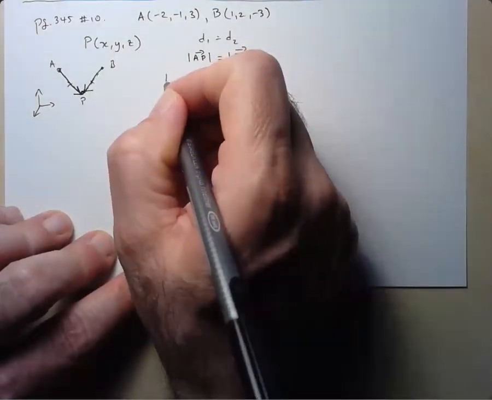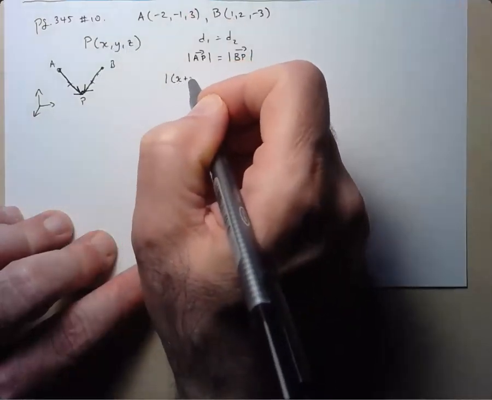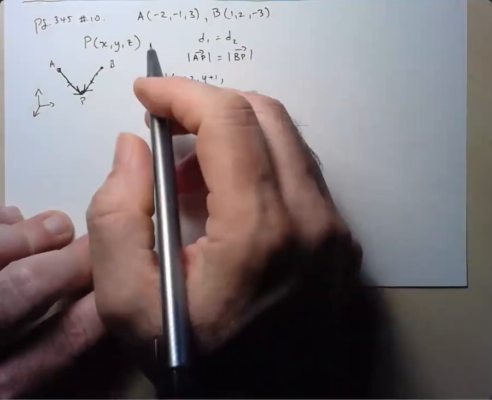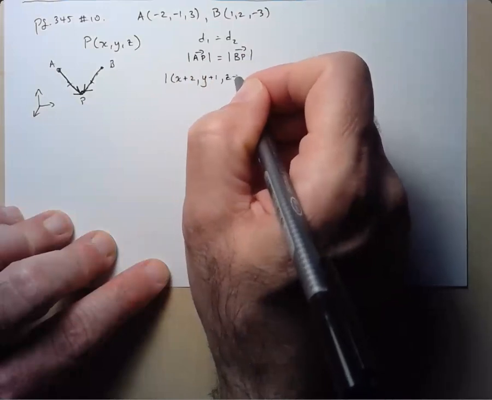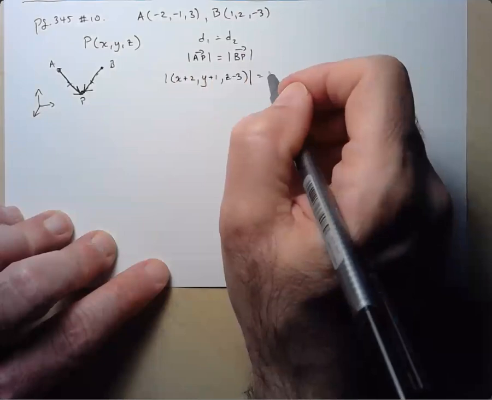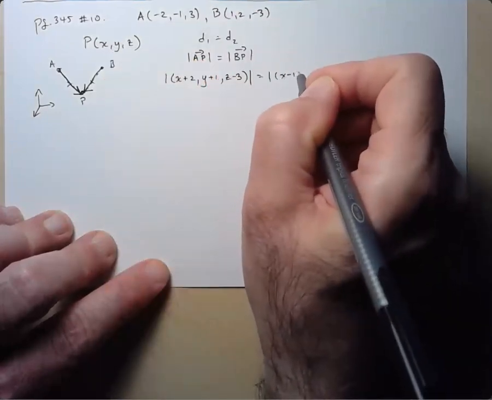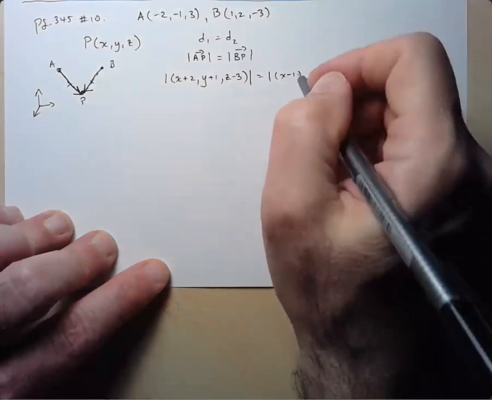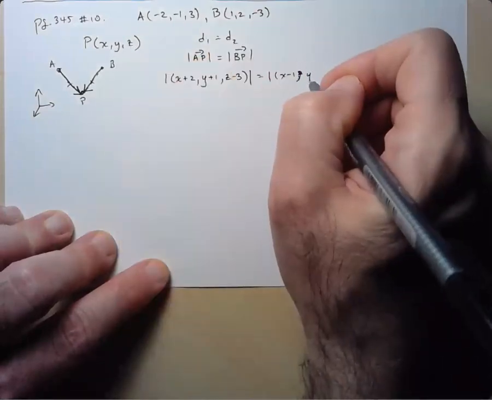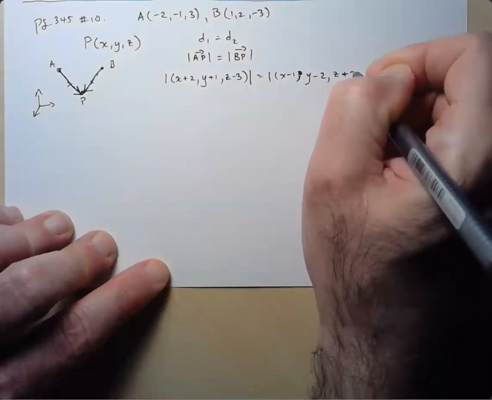So let's find the vector AP. X minus -2, X plus 2, Y minus -1 is Y plus 1, and then Z minus 3. And I'm finding the magnitude of that vector, and then the same thing for the vector from B to P: X minus 1, then Y minus 2, and then Z minus -3, which is Z plus 3.